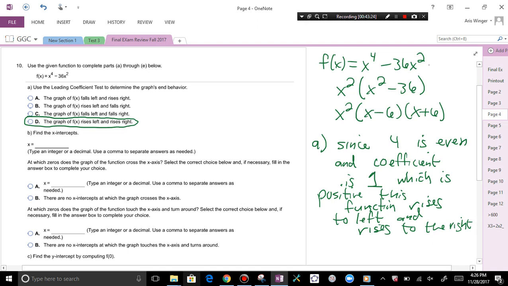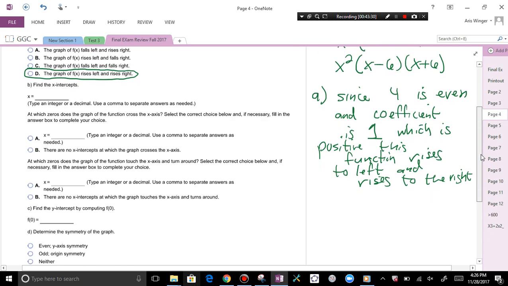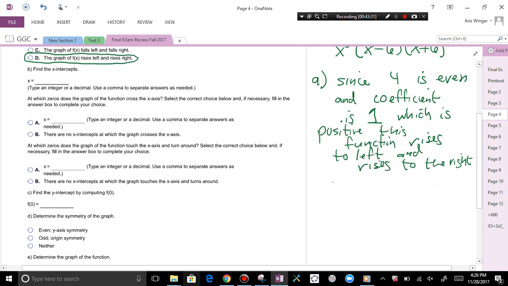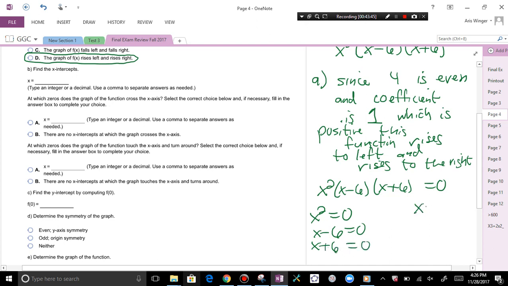I have factored this not just for fun, but because I'm answering B. We need to find where this equals 0. X squared times x minus 6 times x plus 6 equals 0 means that either x squared is 0, x minus 6 is 0, or x plus 6 is 0, in which case x is flat out 0, or x is 6, or x is negative 6.